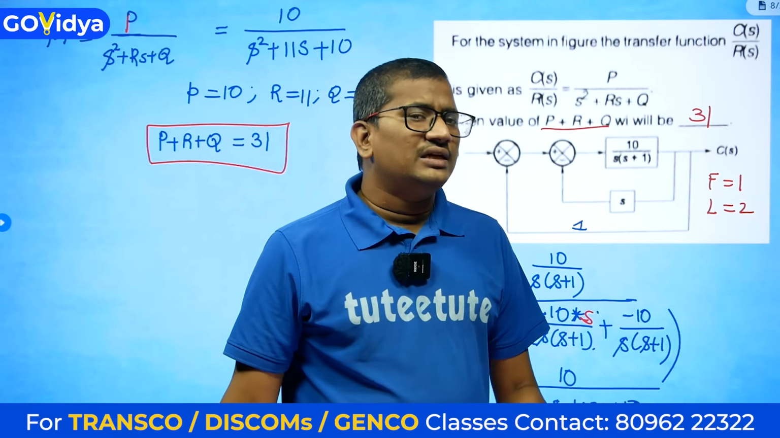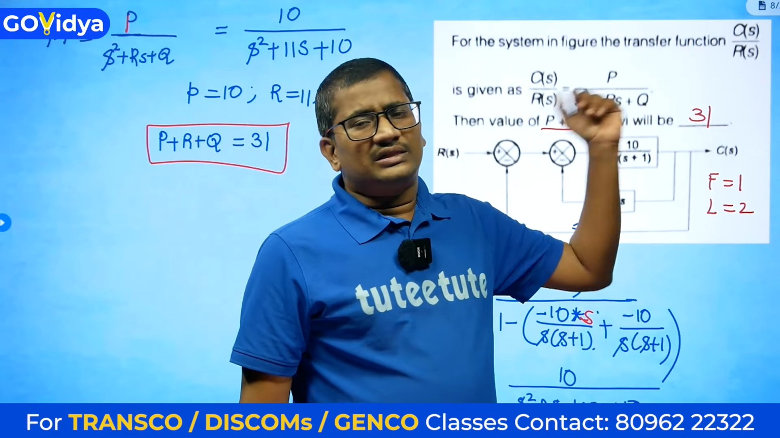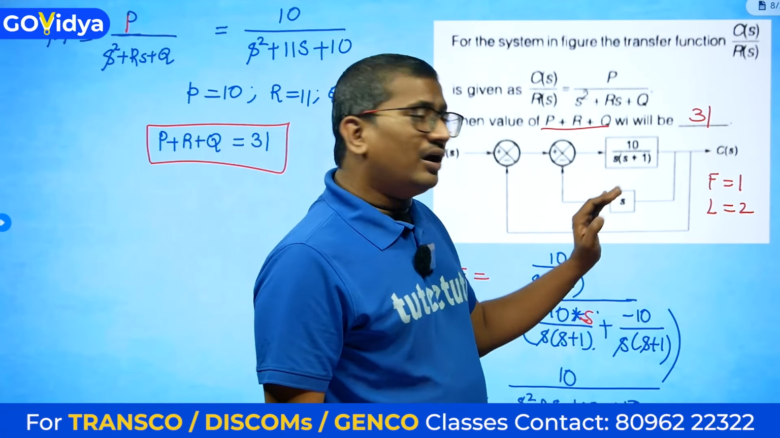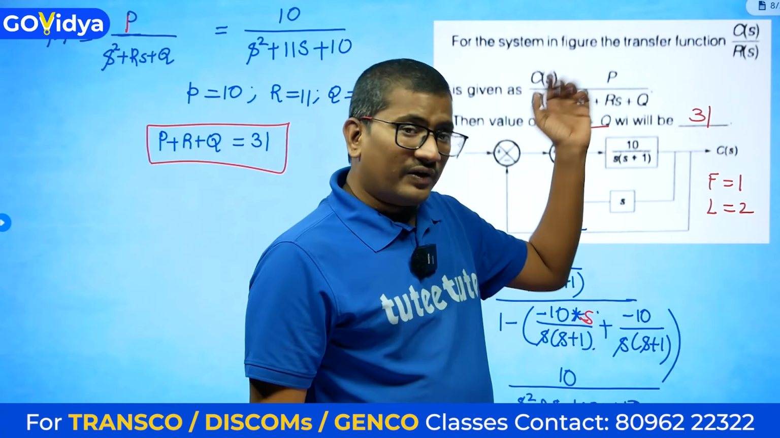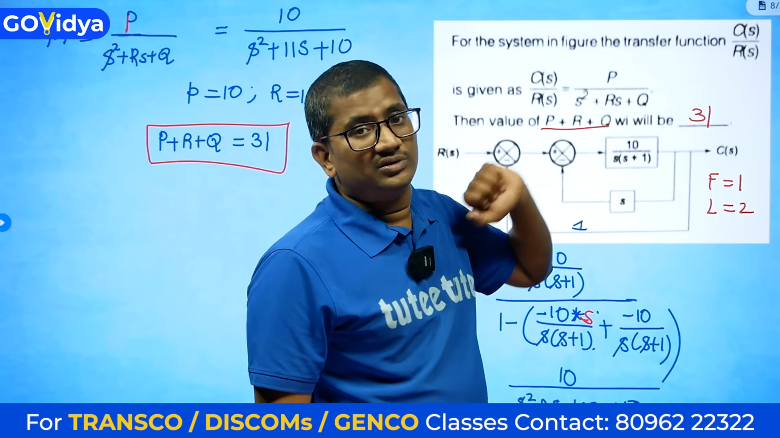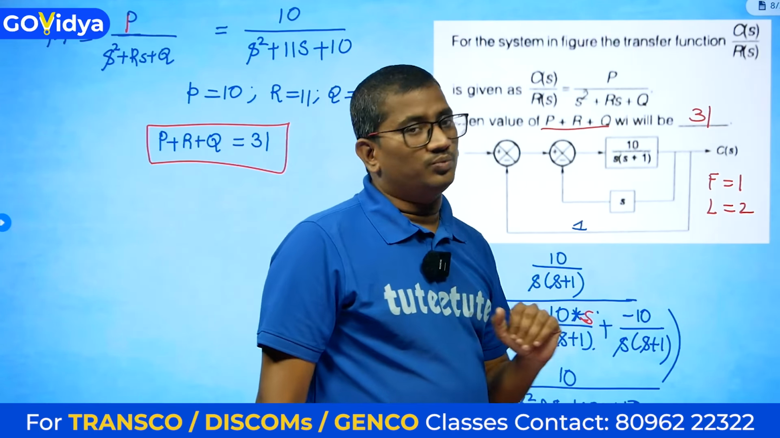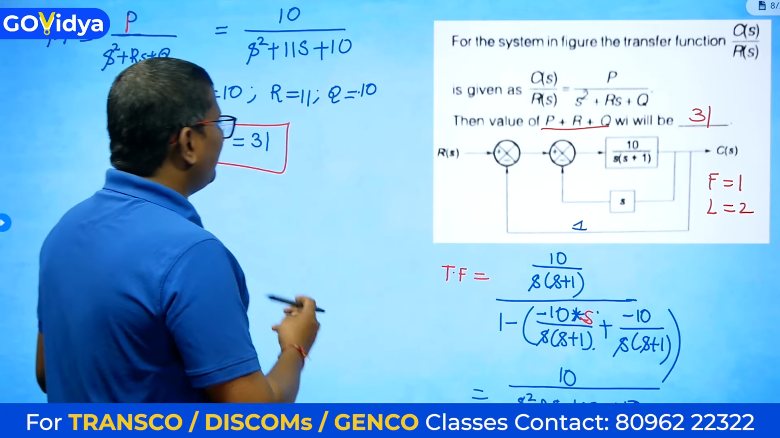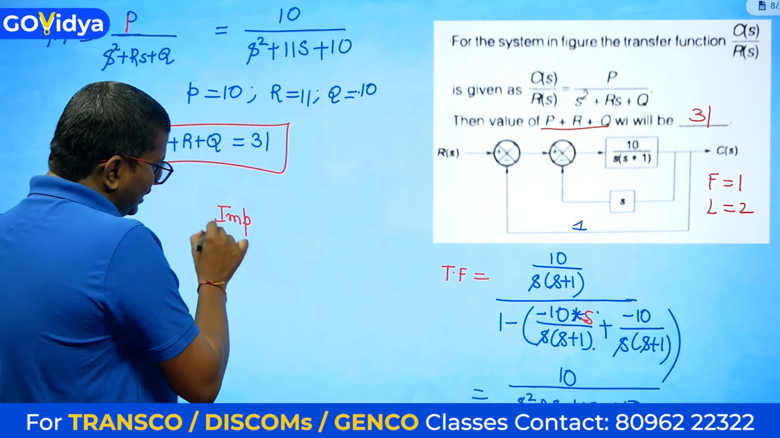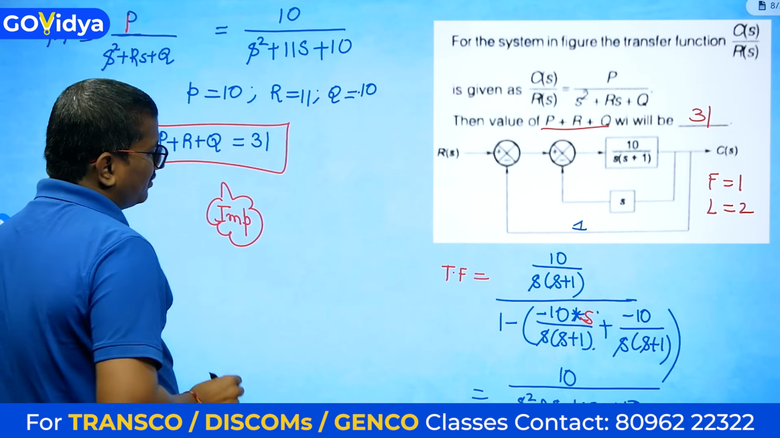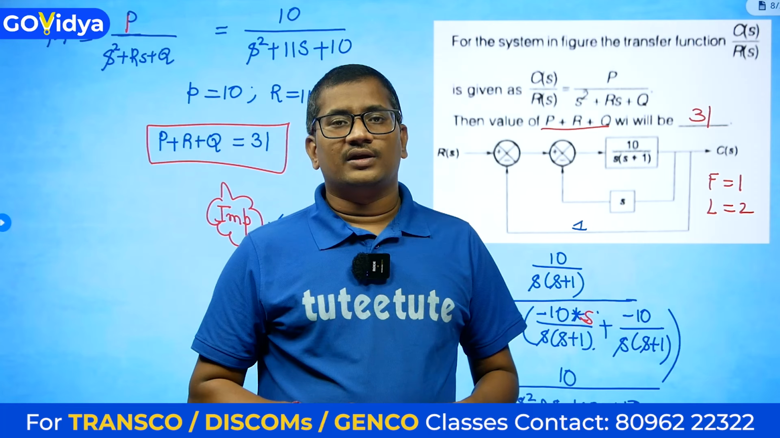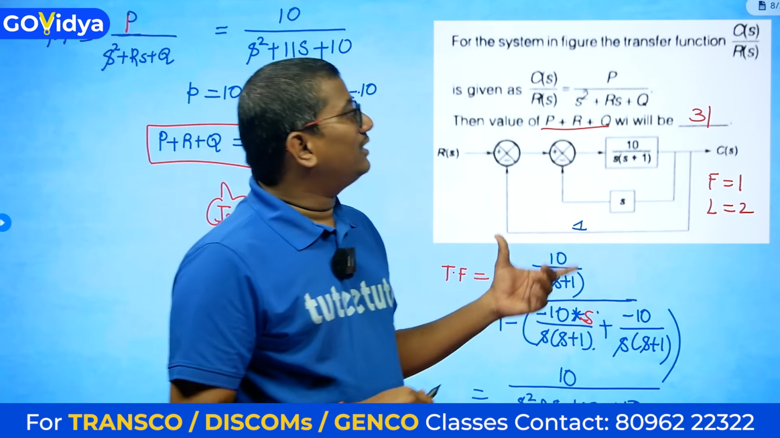What they have asked is an indirect question. Till now, they were giving the block diagram and asking for the transfer function straight away. Now it is reversed. They have given the block diagram and the transfer function, but they are asking for the unknown values, P, R, Q. Okay? So this is a very, very important model. Try to practice these models very well. I hope you are clear with this question.